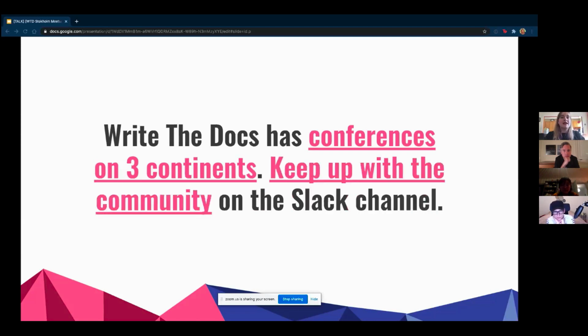Alternatively, you could make keep up with the community a link rather than Slack channel because it's telling the audience what they're going to be doing when they click on the link, that they'll be keeping up with the Write the Docs community.